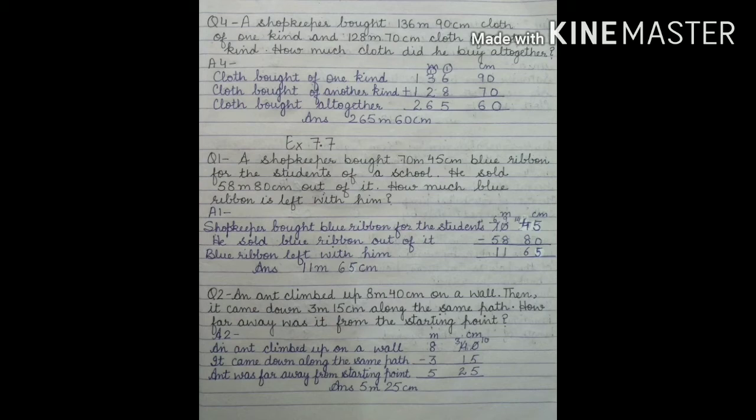We will subtract. Now after subtracting, we get the answer 5 meter 25 centimeter. So the ant was 5 meter 25 centimeter away from the starting point.